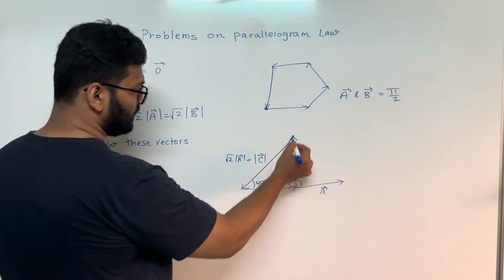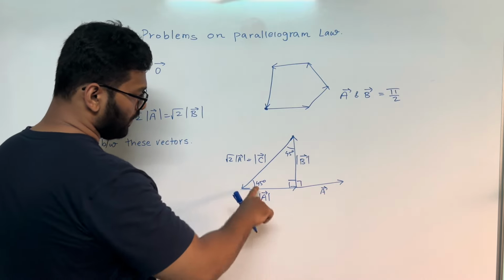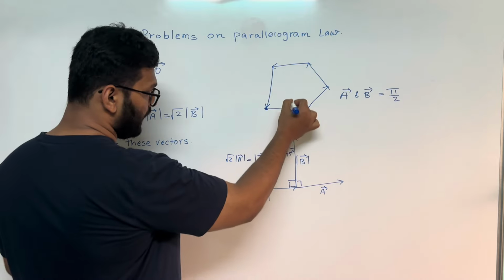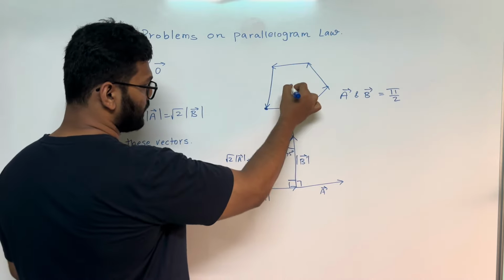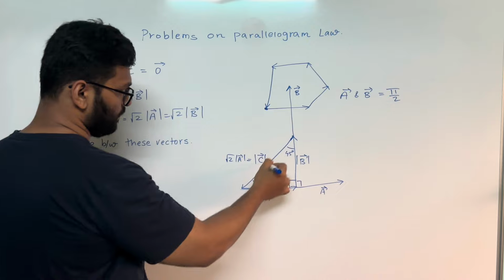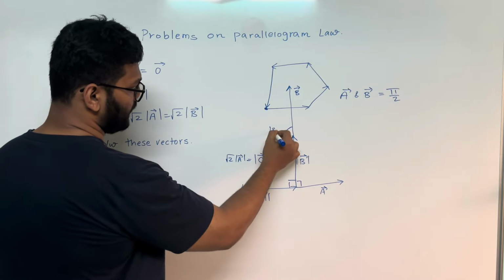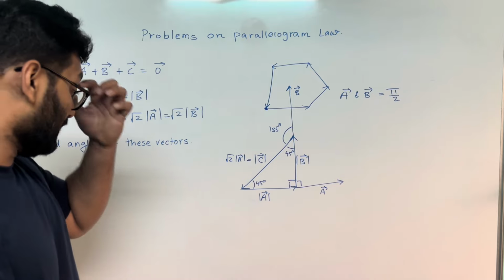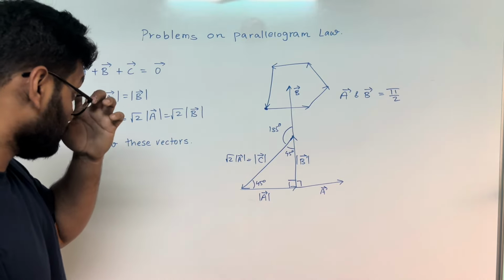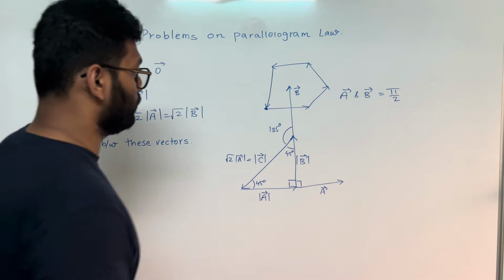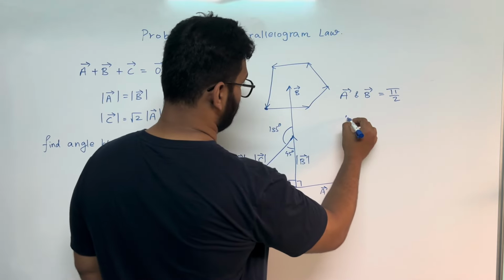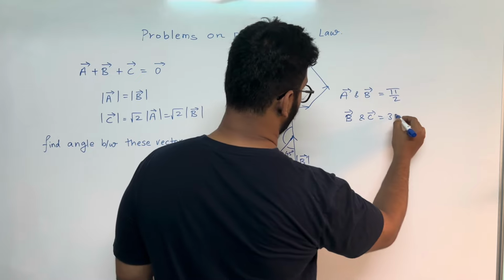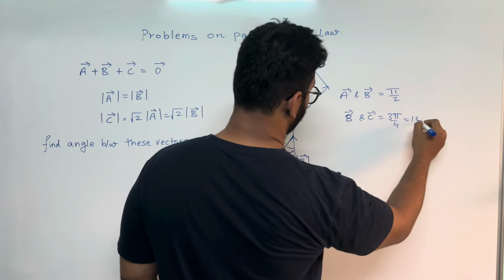Now here you can see this is the c bar vector. What is the angle between b bar and c bar? See, if I translate this b bar vector to the tail of the c bar vector, then this will be 135 degrees, right? That means 3 pi by 4. The angle between b bar and c bar is 3 pi by 4, or you can say 135 degrees.